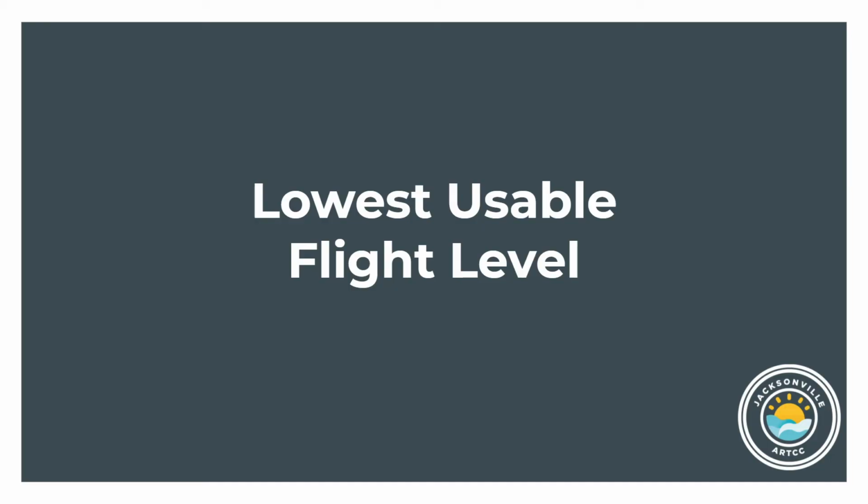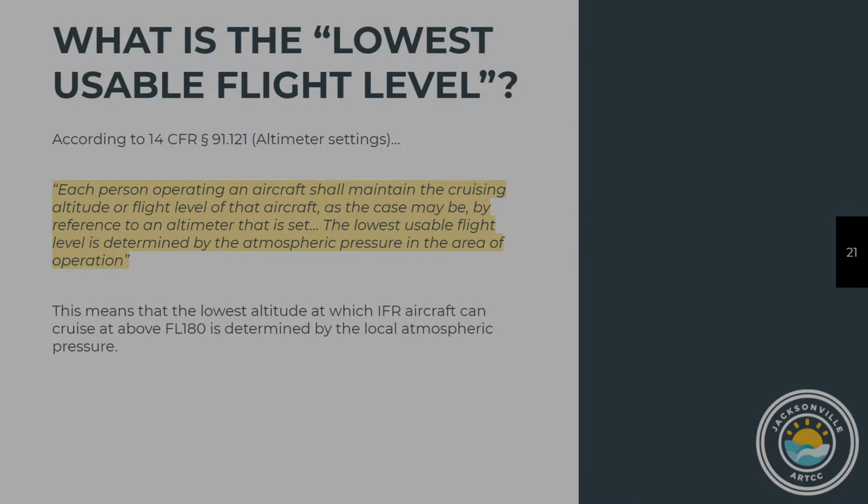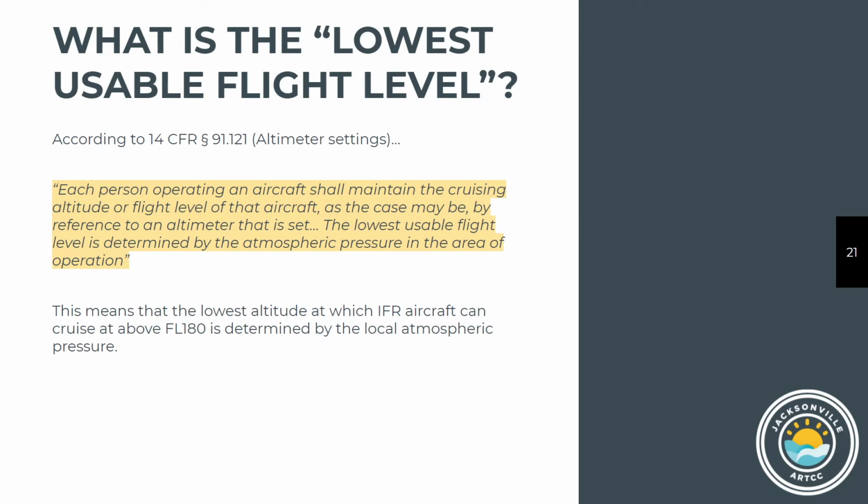Now, last thing is the lowest usable flight level, and this is particularly useful to know in Florida where we see hurricanes, because hurricanes have very low altimeter settings, and we'll go into that. So by definition, the definition in the flight regulations for aviation, in the VFR flight regulations, is 91.121, what we call the FAR.